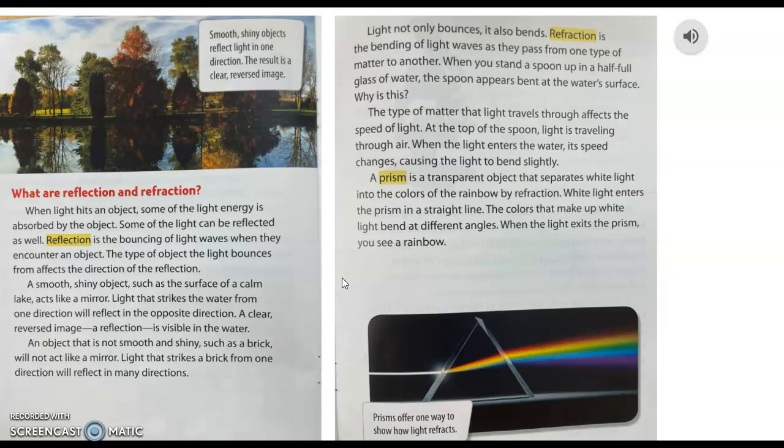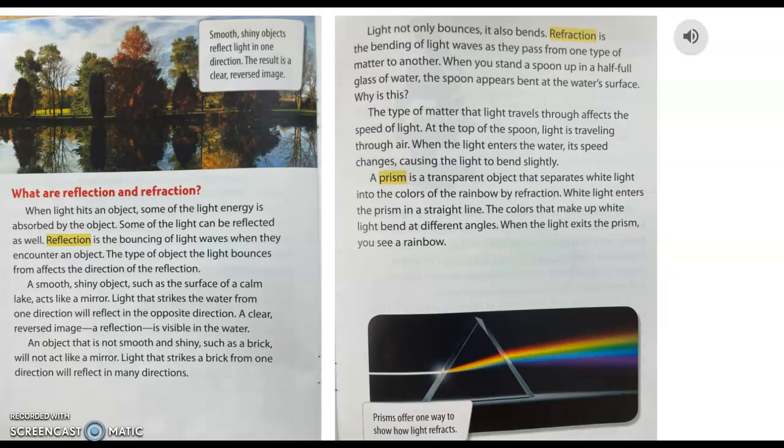A smooth, shiny object, such as the surface of a calm lake, acts like a mirror. Light that strikes the water from one direction will reflect in the opposite direction. A clear, reversed image, a reflection, is visible in the water.